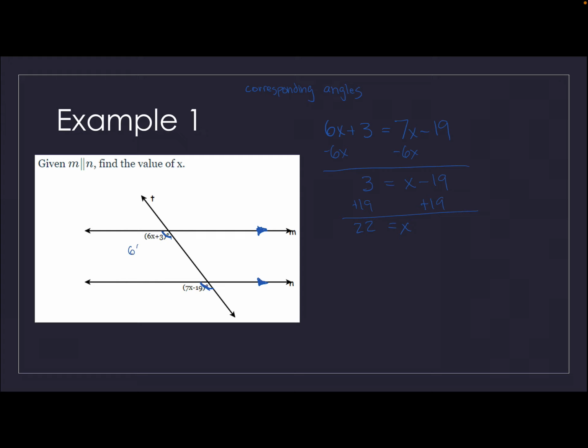And so now we're going to get 6 times 22 plus 3. That's 132 plus 3, which gives us 135 degrees. And then over here we have 7 times 22. That is 154. So 154 minus 19 is 135 degrees. So that is how we know our answer is correct. Our corresponding angles are congruent.